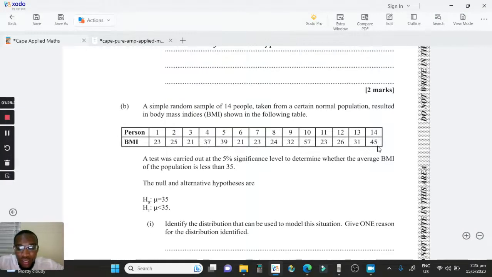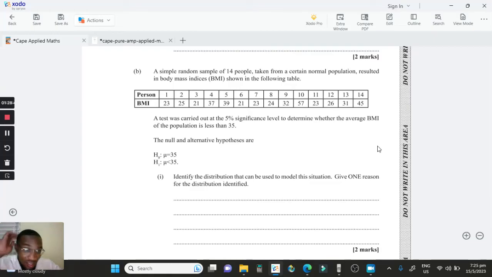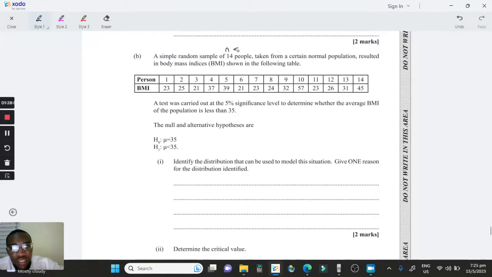Now this question is another hypothesis testing. They're giving us a lot. It says a simple random sample of 14. By the way, n is 14, which is less than 30. Automatically, we know we're going to use the t distribution. They carried out a test at 5%, whether the average BMI is less than 35. Now identify the distribution that we can use to model. X is going to follow a t distribution with n minus 1 degrees of freedom.